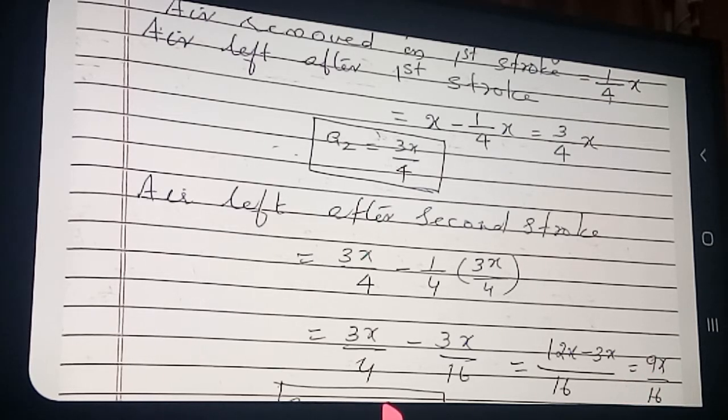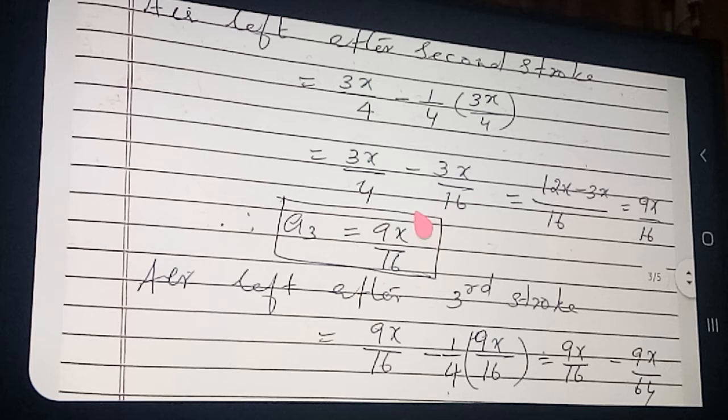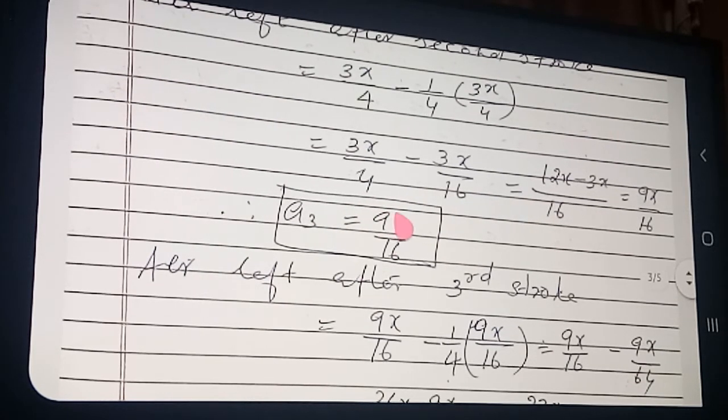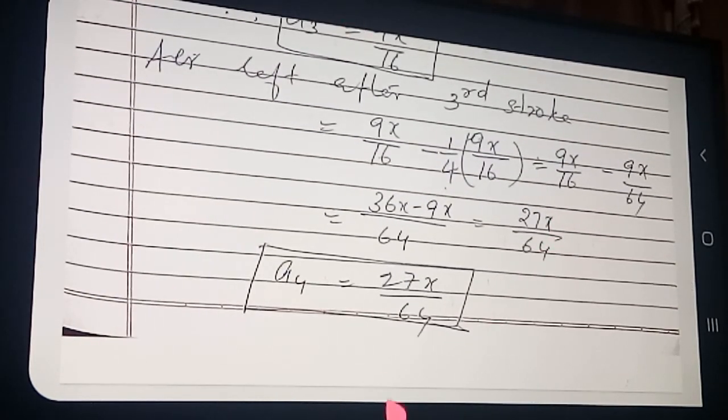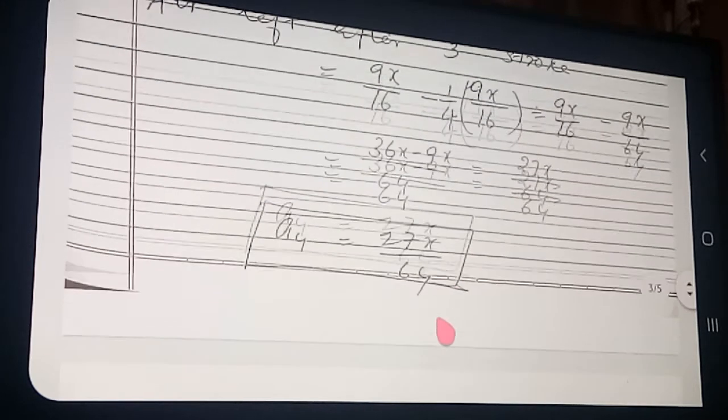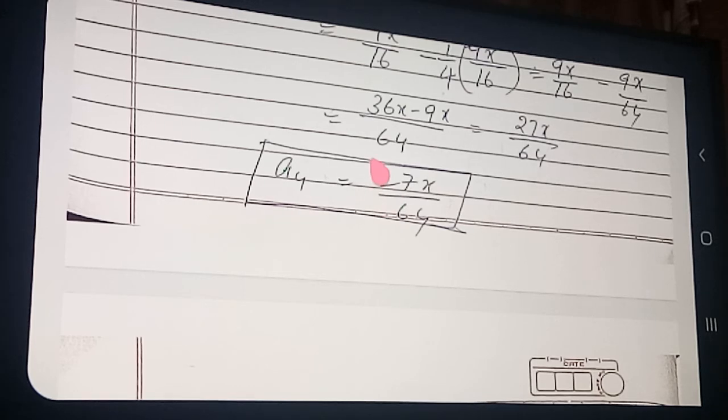Have you understood? I am explaining only these terms. So what is the third term? 9x by 16. Now this is the present layer. How much part is removed? 1 by 4th part is removed from this one. How much remaining? So 9x by 16 minus 1 by 4th part, that means 9x by 16 minus 9x by 64. So you take your LCM. Taking the LCM, how much did we get? 27x by 64. Have you understood now? These 4 terms clear? Okay. 4 terms clear now? Yes.